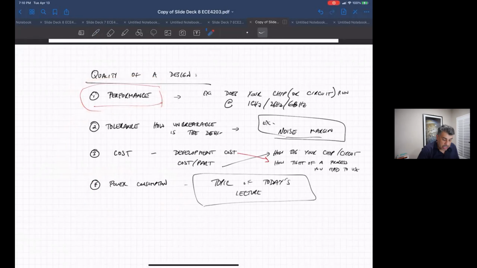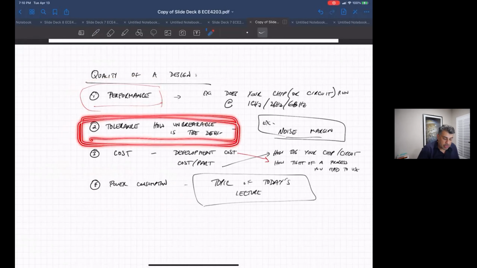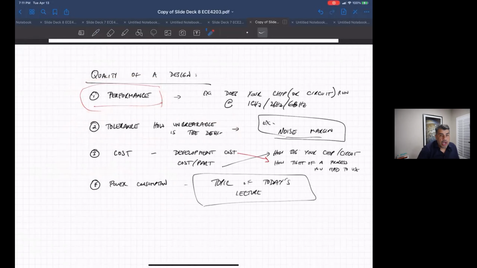Second thing is we saw, in terms of tolerance of our circuits, that the higher our supply voltages are, the more noise margin we have. But as we'll see, the higher the supply voltage, the more power consumption goes up. So we'll see some of these trade-offs. But anyway, that's what we're talking about.